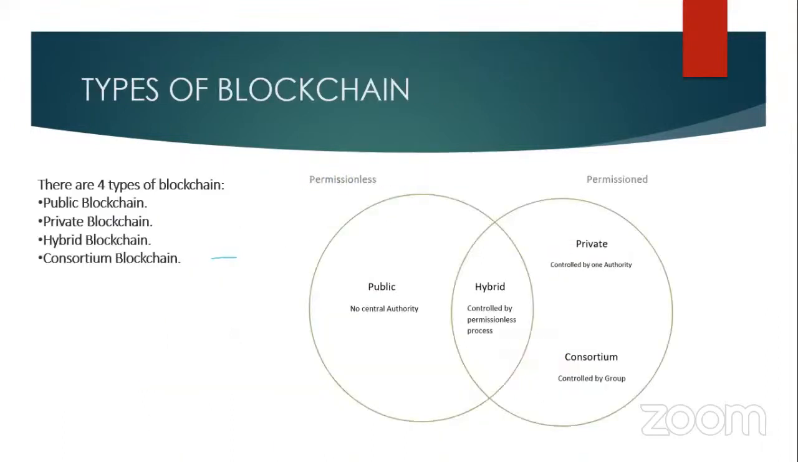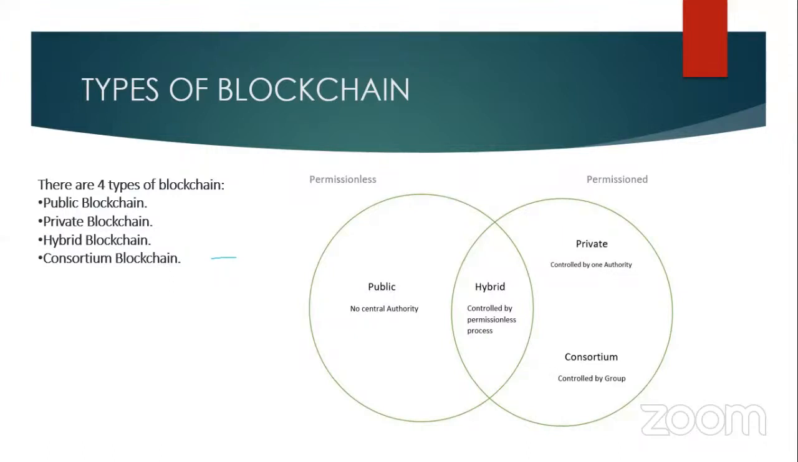Now, when we talk about the types of blockchain, there are 4 types of blockchain. We have the public blockchain, the private blockchain, the hybrid blockchain, and the consortium blockchain. Each of these blockchains has unique characteristics, and there is something that differentiates each blockchain.